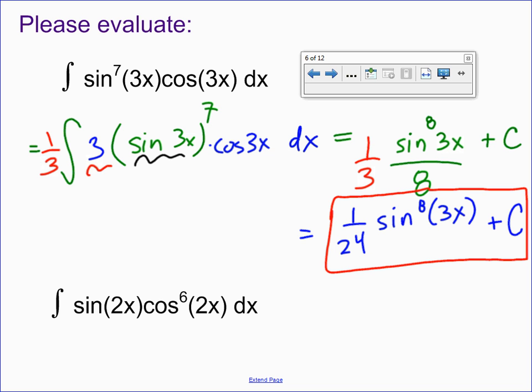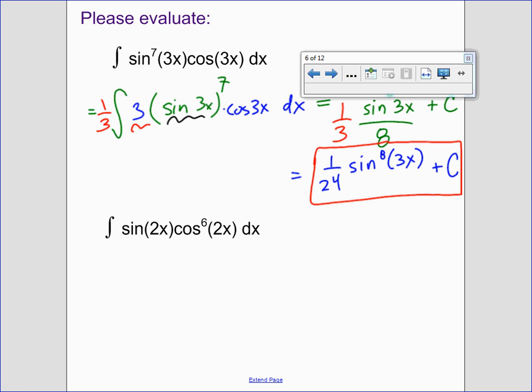Okay, what did you guys get? Riley and Brandon? We got negative 1/14 times cosine to the 7th of 2x plus c. Raise your hand if you have the same as Brandon and Riley. So negative 1/14 cosine to the 7th of 2x, plus c. Good job, way to go, you guys.